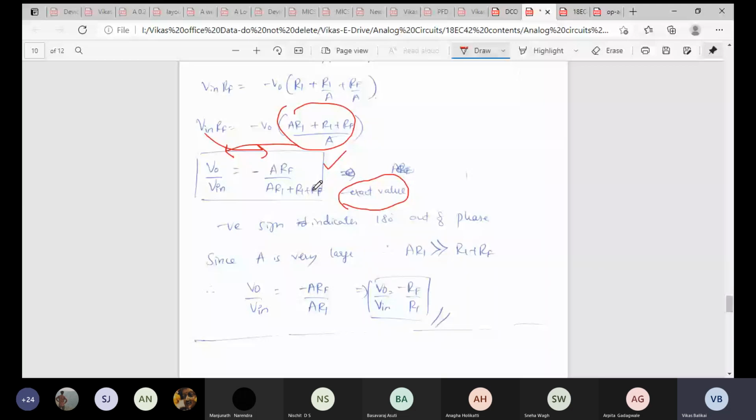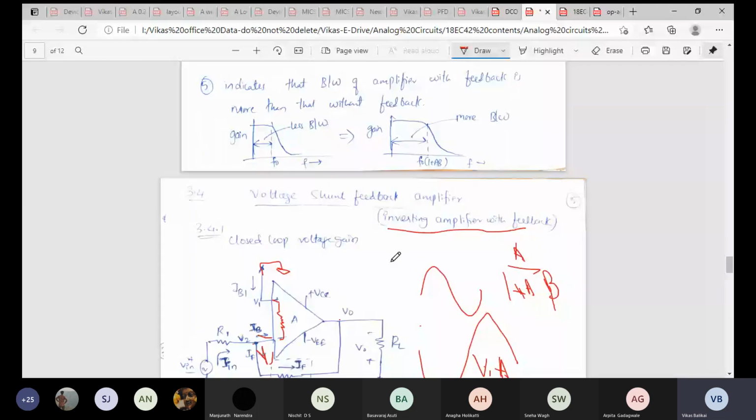So what is left out? Minus A RF divided by A R1, and A cancels out. R1 plus RF has been eliminated already. What is left out is minus RF divided by R1. This is the ideal value of the gain equation that you obtained in your previous courses. So this is how the gain equation looks. That's all about the closed loop voltage gain equation of voltage shunt feedback amplifiers.